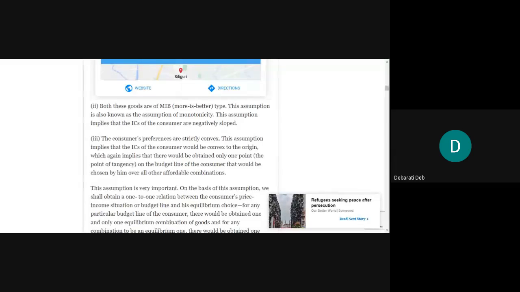I have shared with you the screen depicting the revealed preference theory along with the diagrams. Okay, so we will continue our discussion that we had started yesterday.